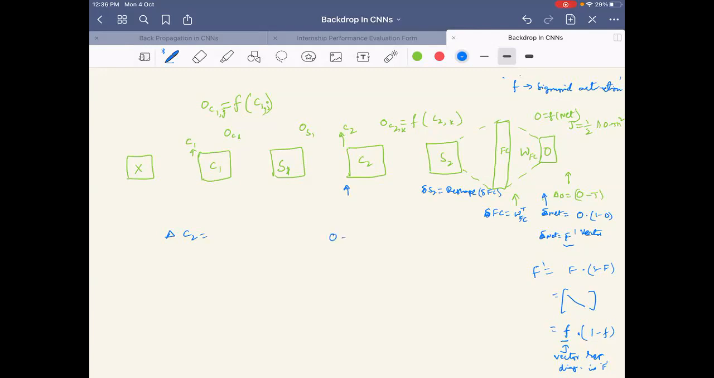Let us start from O minus T. So if you want to write delta FC first, you start from here, O minus T. And then what? Element-wise product, O into 1 minus O, all are element-wise. I'm just writing like this, element-wise. And then what? Delta FC is directly this. Then W FC transpose is also there.